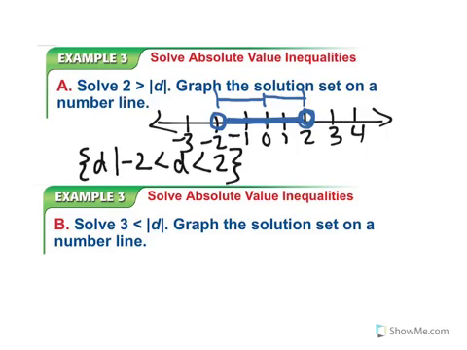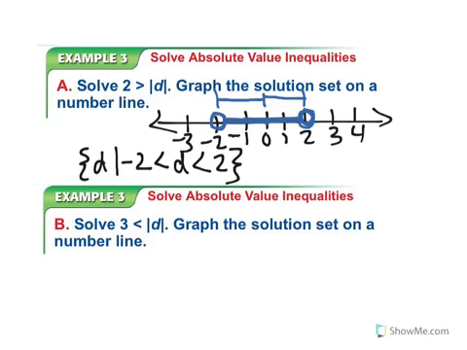Solve 3 is less than the absolute value of D. Graph the solution set on the number line. So let's think about this. 3 is less than the absolute value of D. That means the distance between D and 0 on a number line is greater than 3 units. And to make this true, you must substitute values in for D that are greater than 3 units from 0.